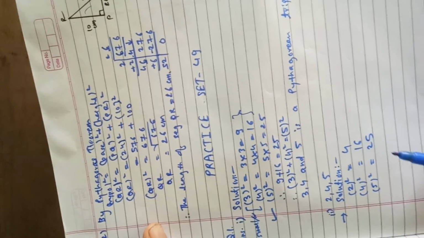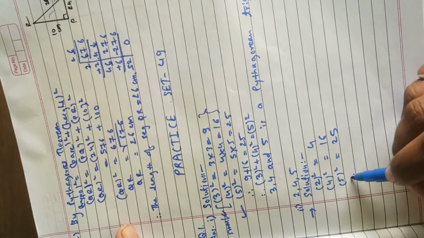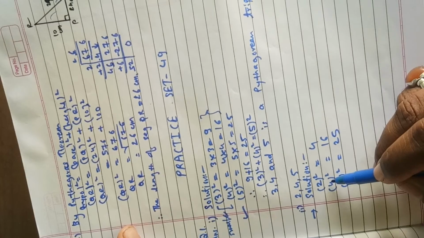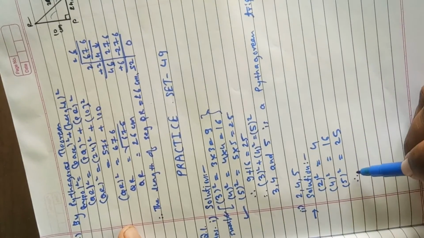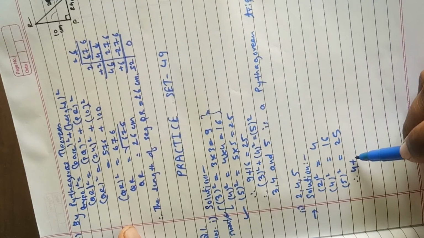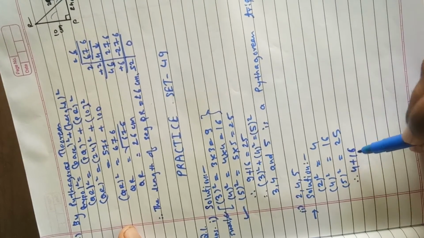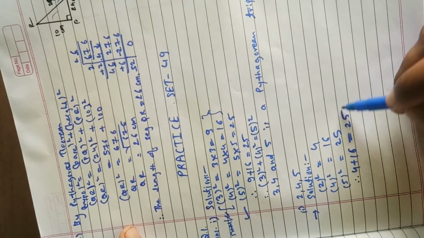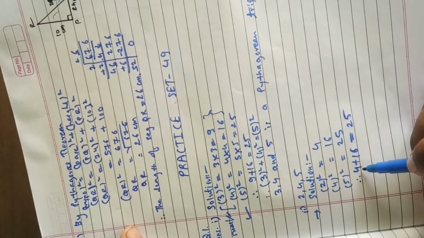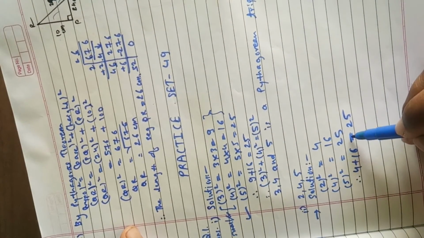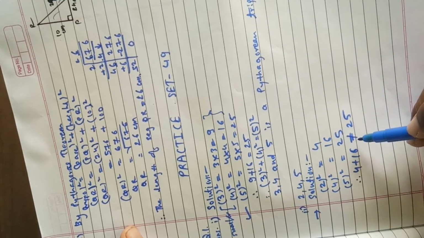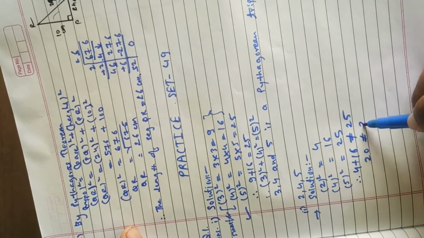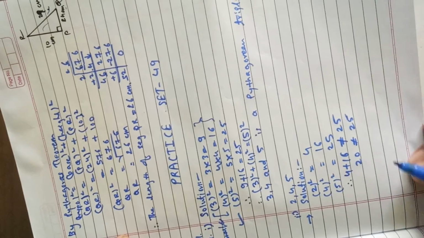Now the next step is what? Next step is to do the addition of this. See which are the smaller numbers. 2 and 4 are the smaller numbers, and with the squares, 4 plus 16. Is it equal to 25? No, because 4 plus 16 is 20, so it is not equal to 25. Right here 4 plus 16 is 20, is not equal to 25.